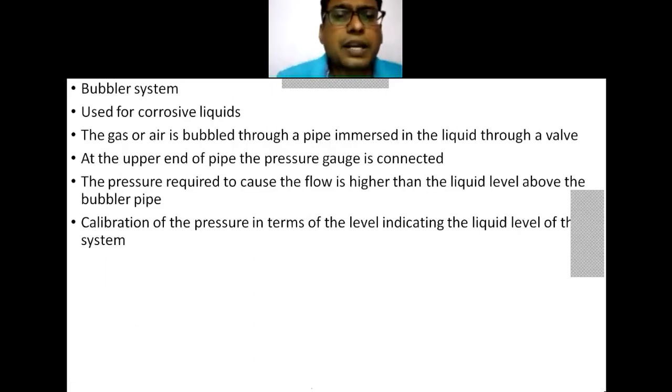Then there is a bubbler system that is also used. So bubbles are generated inside a vessel.